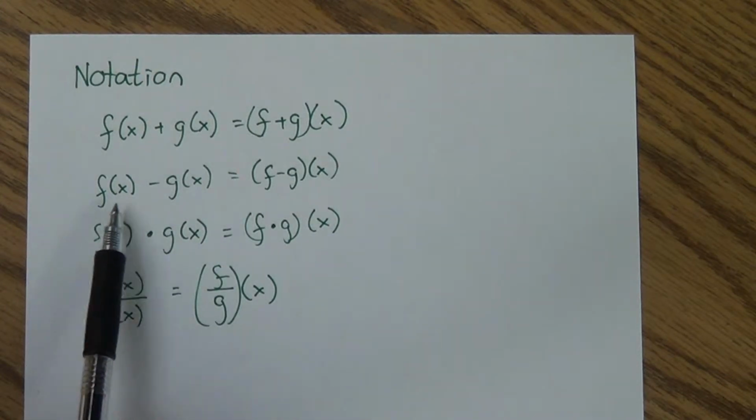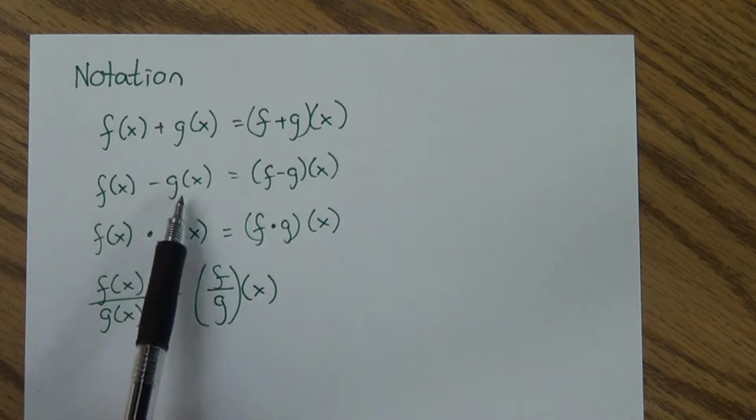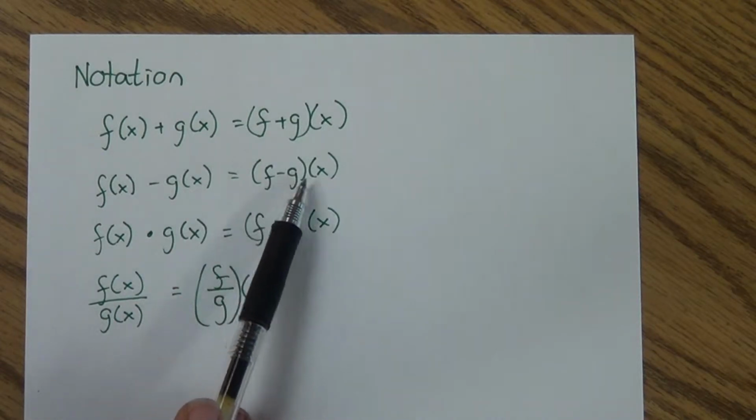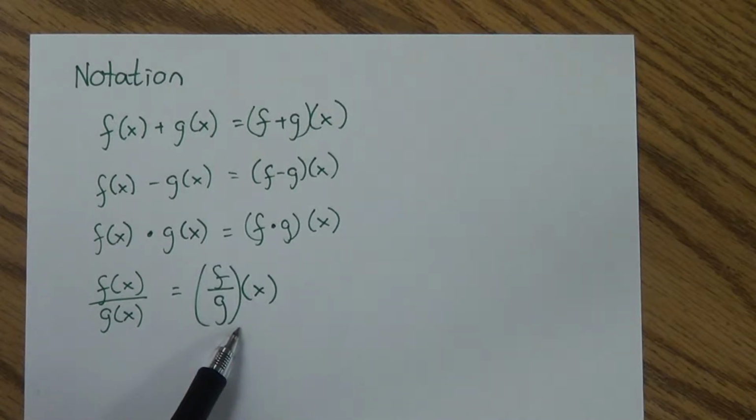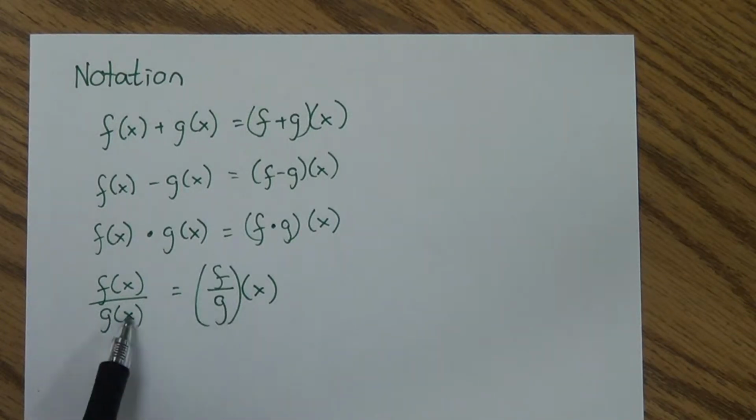Same way with subtraction, two different ways to write it, either f of x minus g of x or f minus g of x. Same way with multiplication, and same way with division. The two notations are basically asking you to do the exact same thing.